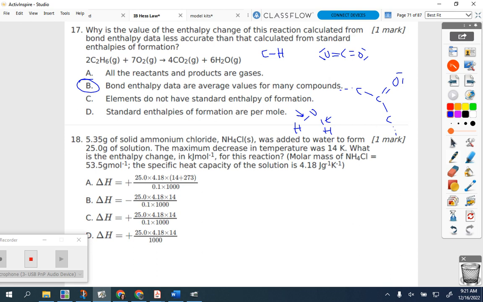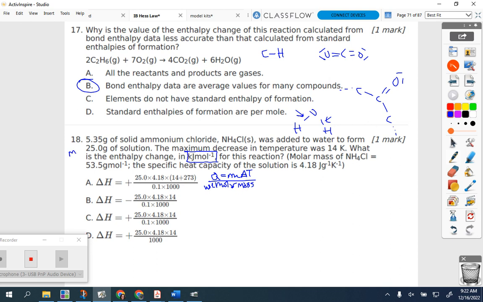Okay, and then 18. Here we are looking for kilojoules per mole. That means we need to calculate the heat in kilojoules and the number of moles. The heat is going to be on top. We're going to use Q equals mc delta T, and then we're going to use our molar mass to find the bottom.